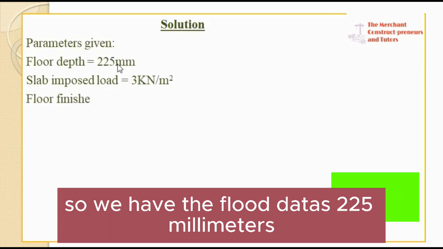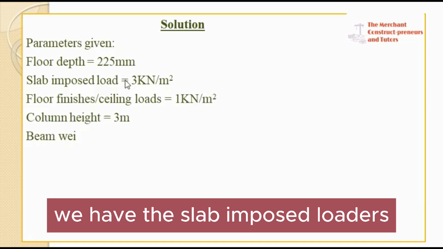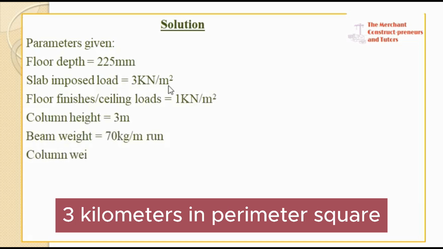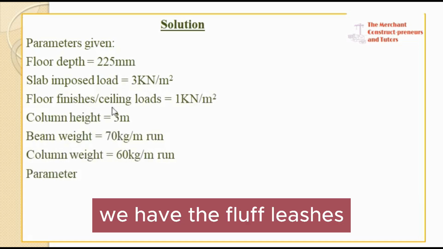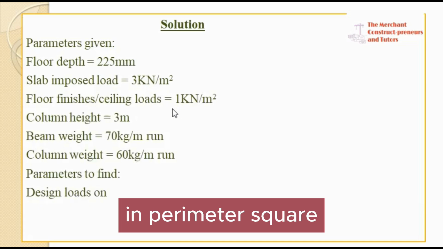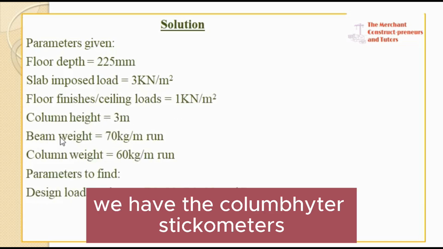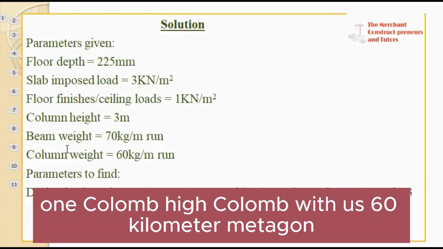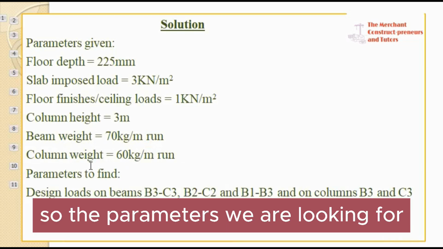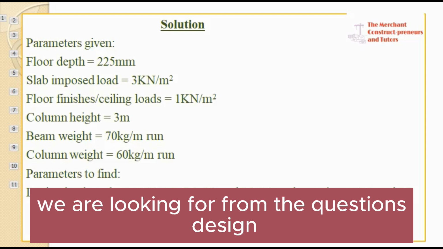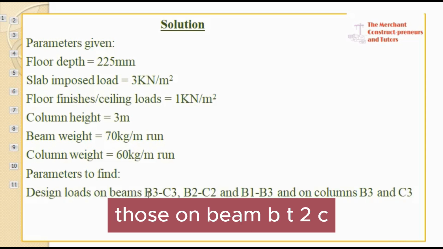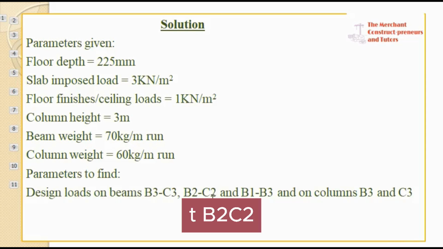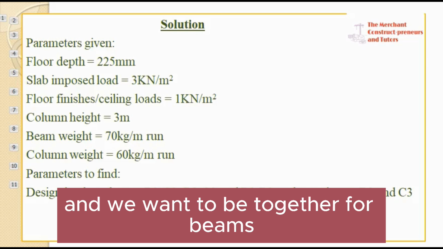So we have the floor depth as 225 millimeters. We have the slab imposed load as 3 kN per meter square. We have the floor finishes and the ceiling loads as 1 kN per meter square. We have the column height as 3 meters, beam weight as 70 kilogram per meter run, column weight as 60 kilogram per meter run. So the parameters we are looking for from the questions: design loads on beam B3 to C3, B2 to C2, and B1 to B3.